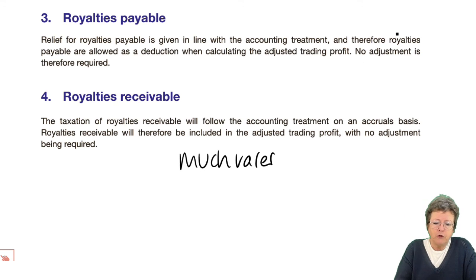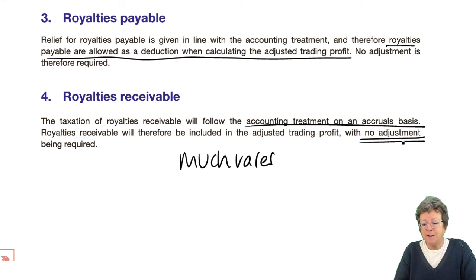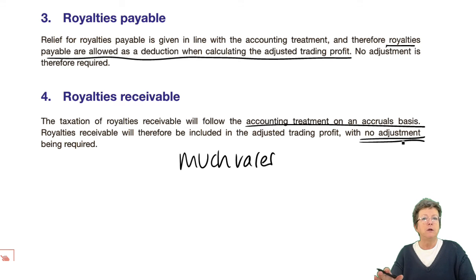So royalties are allowed as a deduction when calculating the adjusted profits. The taxation of royalties receivable will follow the accounting period treatment on an accruals basis. No adjustment needed. So basically, if you see a royalty, ignore it. Make a note at the bottom that that's what you have done.